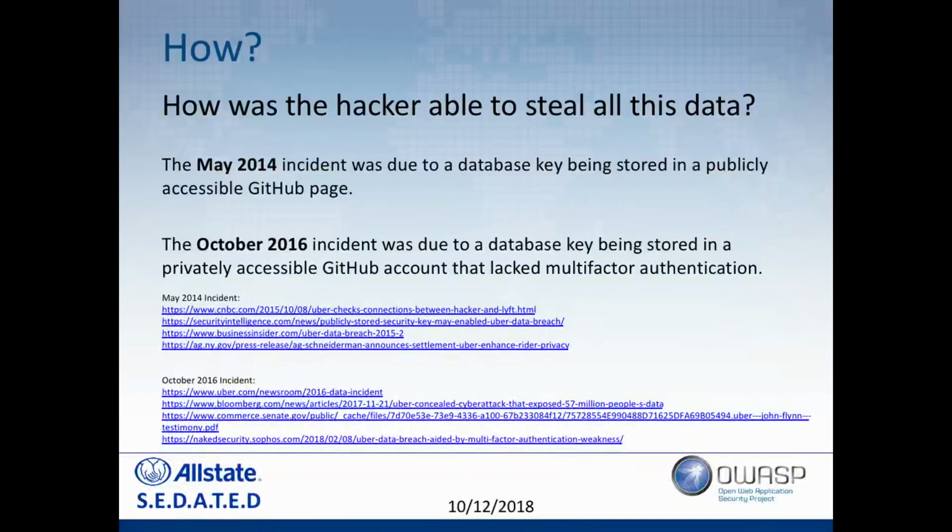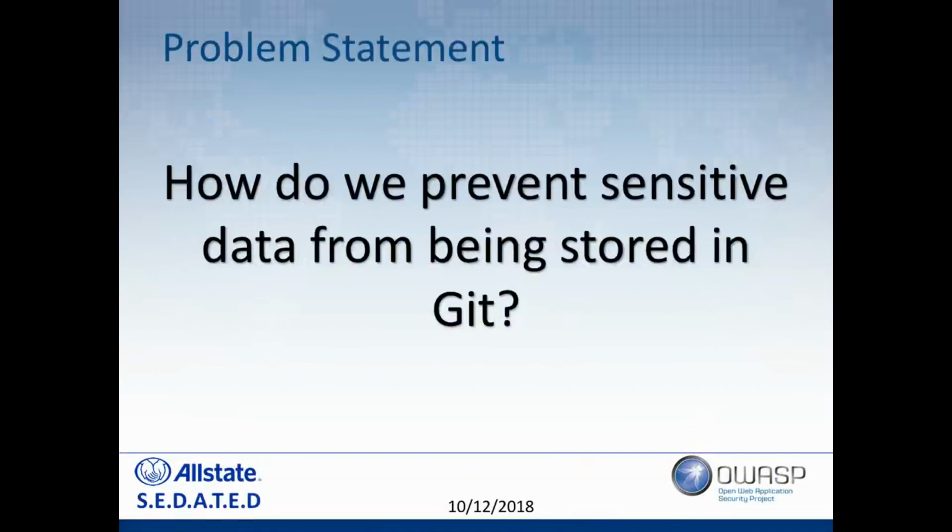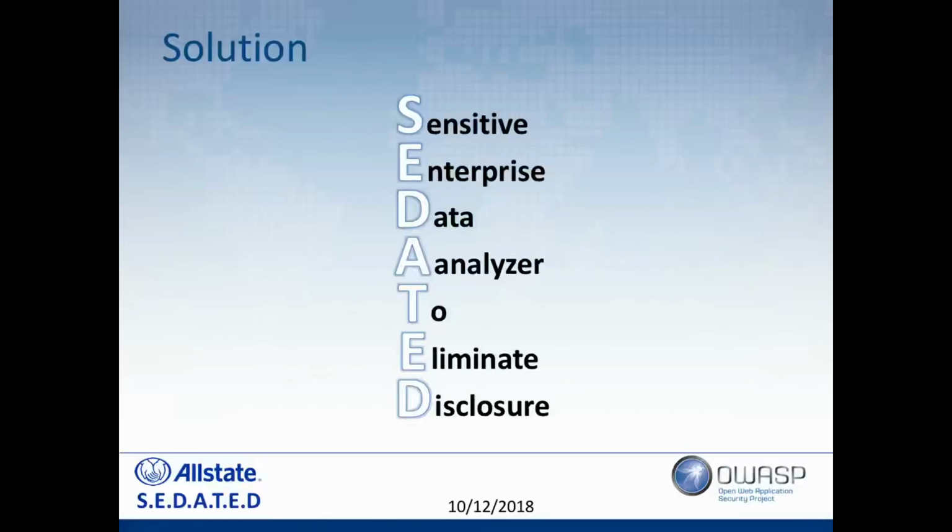So this leads into our problem statement that we wanted to talk to you about today. How do we prevent sensitive data from being stored in Git? So data like this, or passwords, or digital certificates, things like that. How do we prevent that from being stored in Git? So the solution that we're here today to present is SEDATED. SEDATED stands for Sensitive Enterprise Data Analyzer to Eliminate Disclosure.